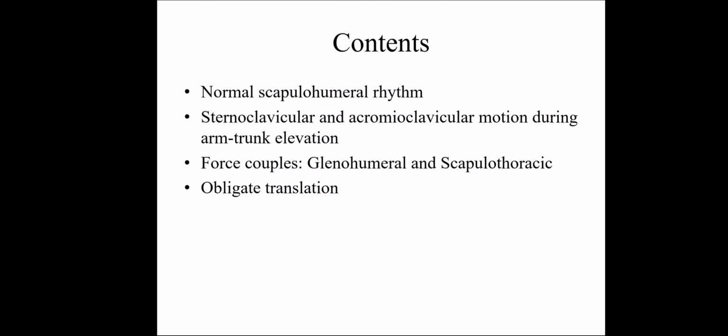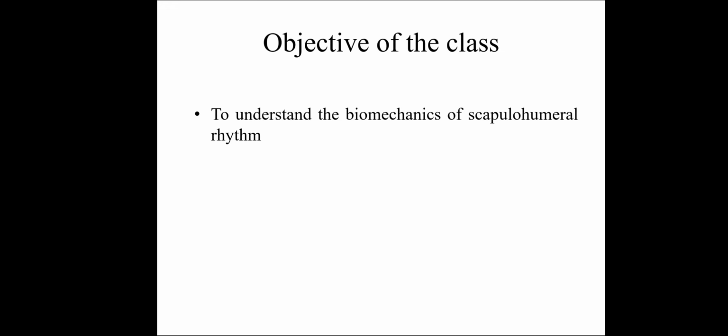So coming to the contents: normal scapulohumeral rhythm, sternoclavicular and acromioclavicular motion during arm trunk elevation, glenohumeral and scapulothoracic force couples and obligate translation. The objective of the class is to understand the biomechanics of scapulohumeral rhythm.